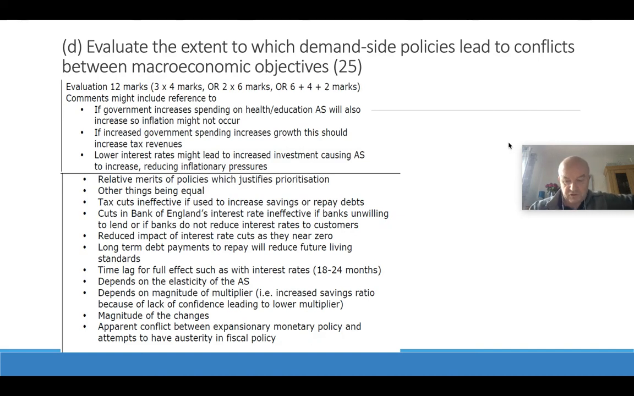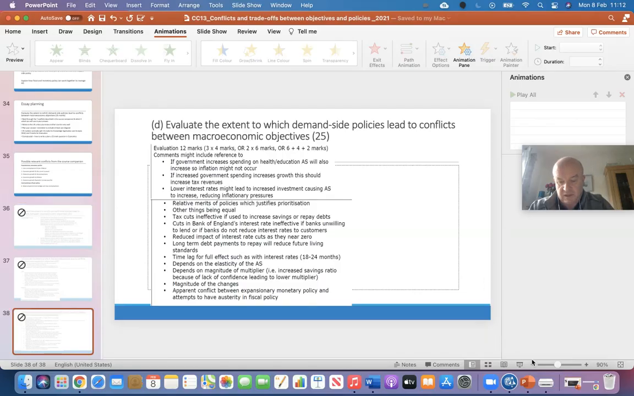Okay, so I know that was a little bit of a long one, but fundamentally that should cover you quite nicely for macroeconomic objectives and how the conflicts occur, and also giving you some prep for how you might go about answering a 25 marker in the future. Okay, so hopefully that's been helpful.